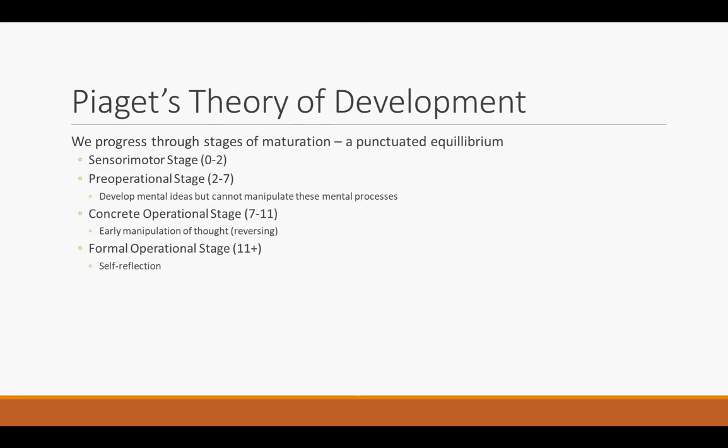But we move from this pre-operational stage to what he calls the concrete operational stage. And this is where we can start to actually manipulate our ideas. The example the book gives is being able to reverse things. What did you do today? Oh, well, blah, blah, blah. You go through your day. Well, tell it to me backwards. Now you have to reverse the ideas themselves and go anti-chronological.